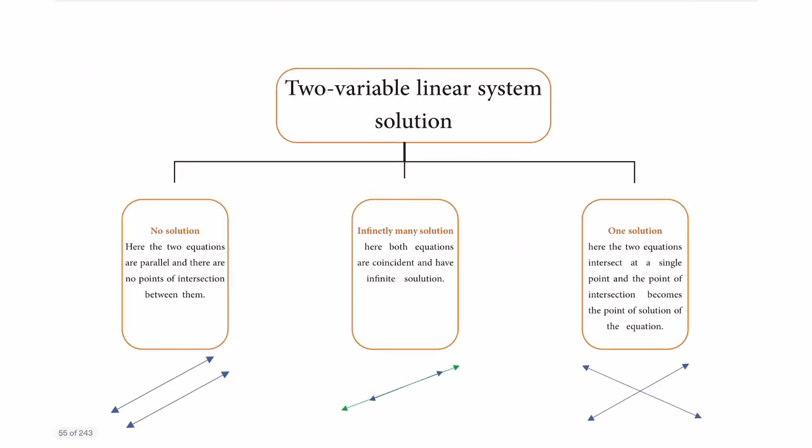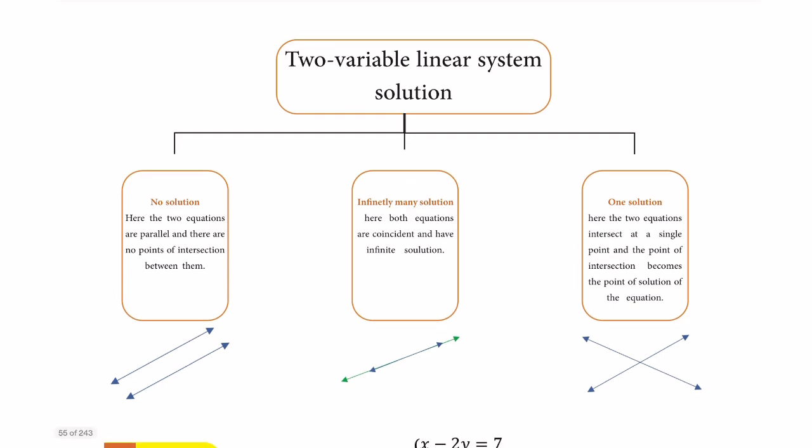There is something else you should know about this lesson: how many solutions do we have? In terms of linear systems and solutions, we have three cases: no solution, infinitely many solutions, and one solution. No solution happens when there is no intersection between the two lines, the two equations, okay? They are parallel. So there's no point intersecting. So we say no solution.